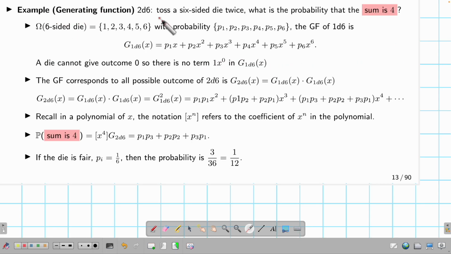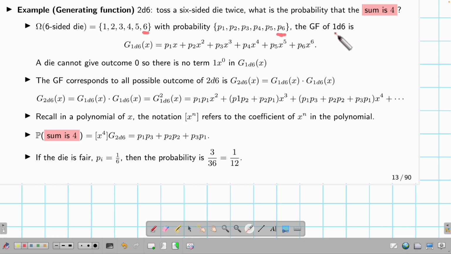Here is an example. Suppose I toss a 6-sided die twice, so 2d6. What's the probability that the sum is 4? Suppose I have a 6-sided die. Then the sample space is 1, 2, 3, 4, 5, 6, with occurrence probabilities P1, P2, P3, P4, P5, P6. For example, P6 means the probability of getting a 6.